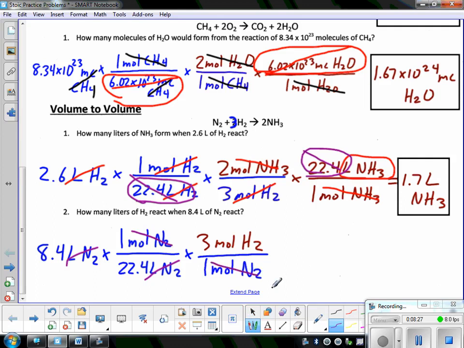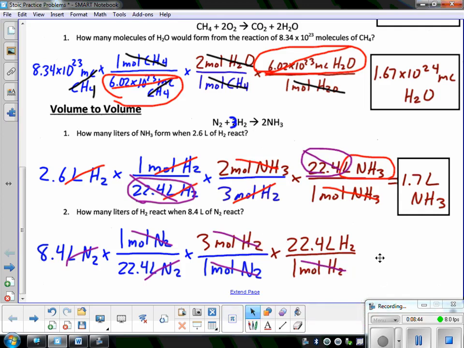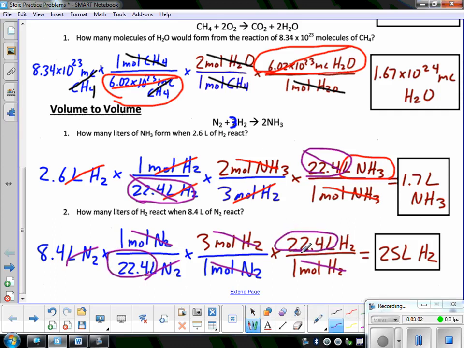So now we are in moles of H2, and then the last step is to convert moles of H2 back into liters so we can figure out that volume. And again, moles of H2 would cancel, since they have to be on opposite sides of the fraction, and that gives you your answer of 25 liters. So 8.4 divided by 22.4 times 3 times 22.4 equals 25. Or, because these are on opposite sides, they really cancel out also. So 8.4 times 3 gets you 25 liters.